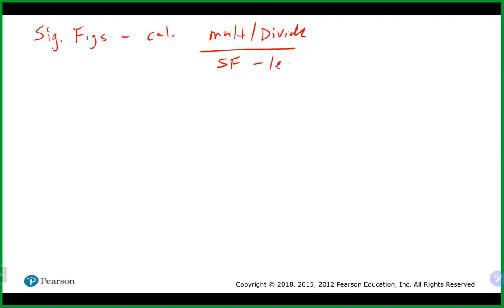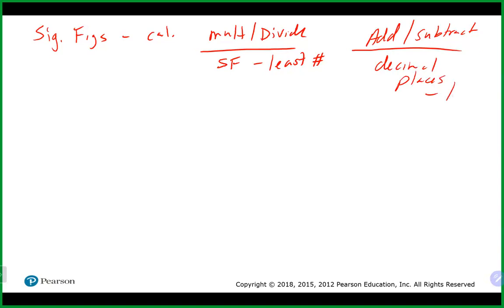Last time, I think we got into significant figures and calculations involving significant figures. Remember that when we do multiplying or dividing, we are looking at sig figs, and it is the least number of significant figures your answer should have. When we add or subtract, there we are looking at decimal places. And again, that should be the least number of decimal places when you do that.